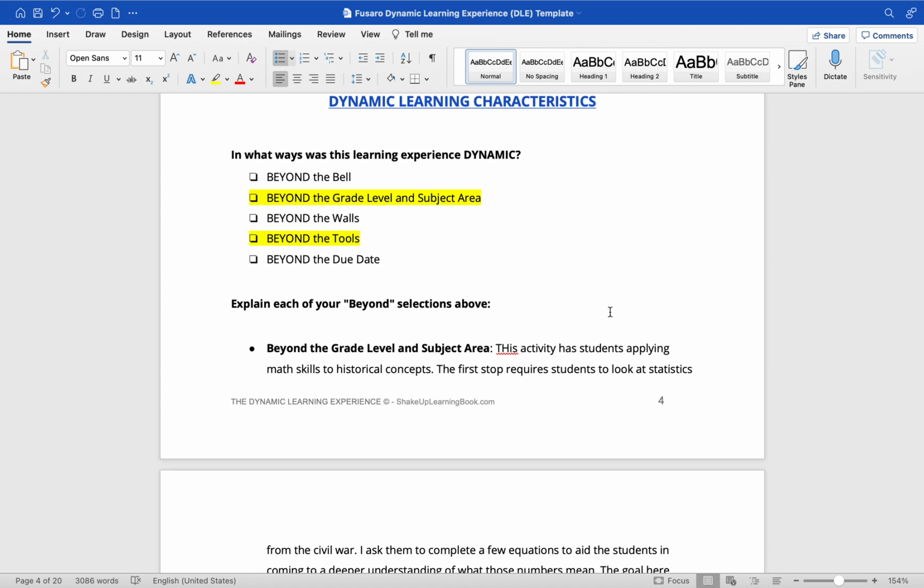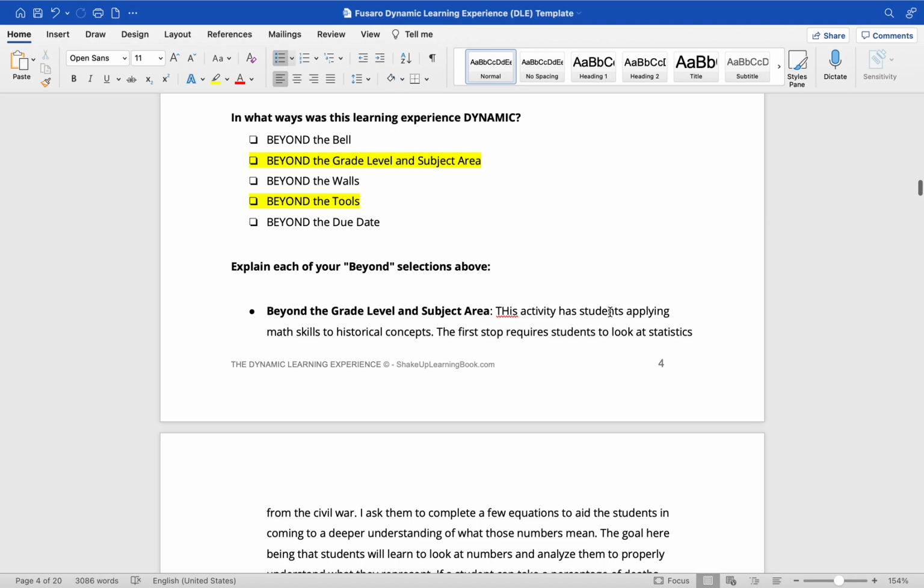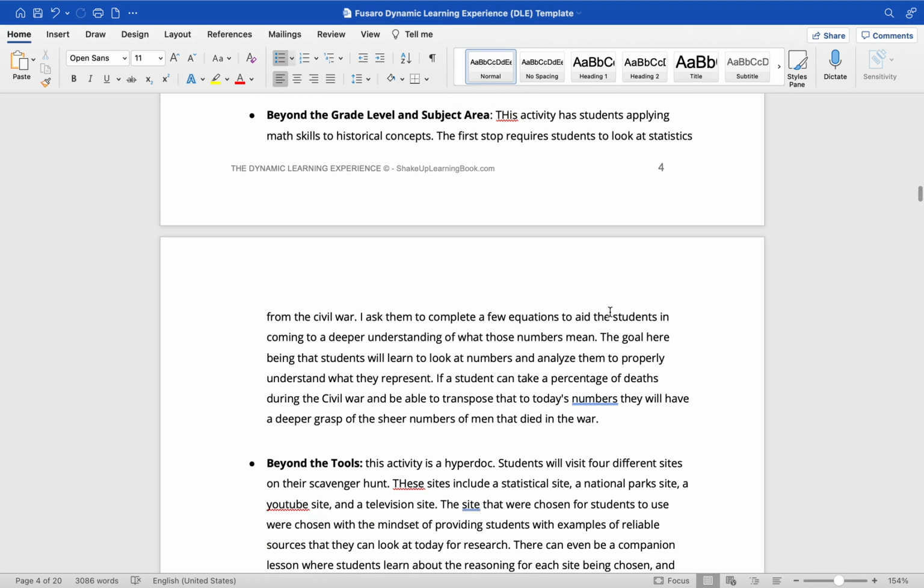Dynamic learning characteristics, they're going beyond the grade level and subject area and beyond the tools. So beyond the grade level and subject area, for example, they're going to be using math in this. So they're going to be taking a website that just lists statistics, and they're going to take those numbers and apply them into equations so that they can understand them in today's form. So for example, one of the questions is they know that 2.5% of Americans died in the Civil War. They're going to take that and apply that 2.5% to today's population and find out exactly how many people that would be today so that they can understand the impact of the population.